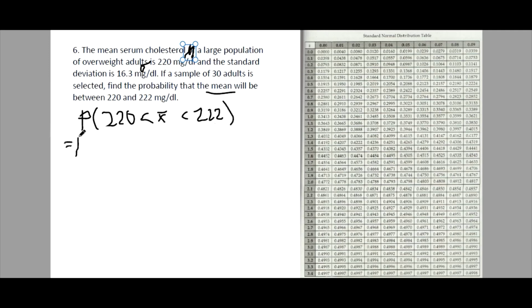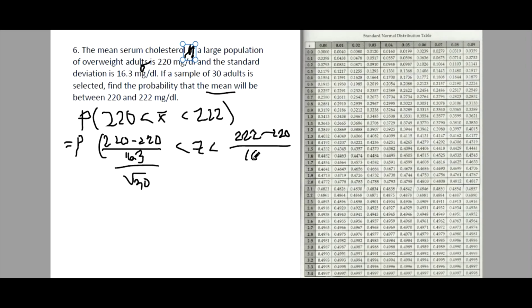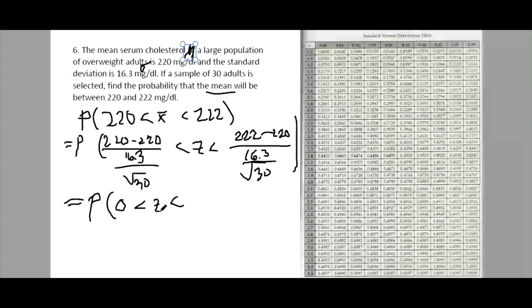So let's convert. So we have 220 minus 220 over 16.3 divided by square root of 30. And we have z, so 222 minus 220 over 16.3 divided by square root of 30. Okay, so obviously the first one is 0 since 220 minus 220 is 0. So automatically that's 0. Then the other one is equal to 0.67.